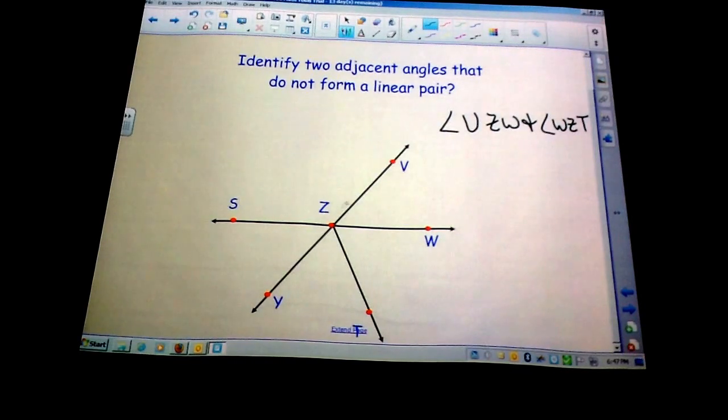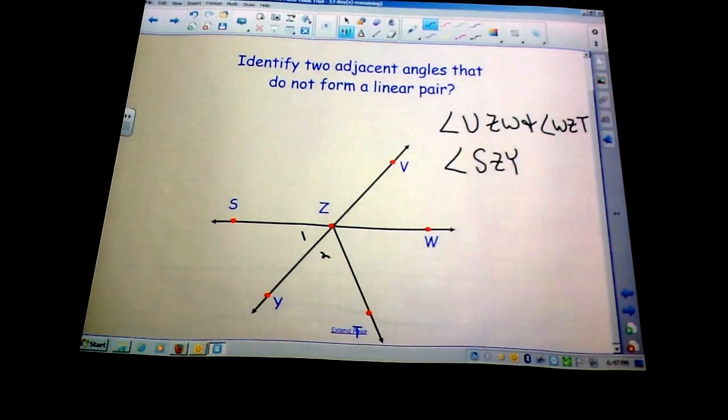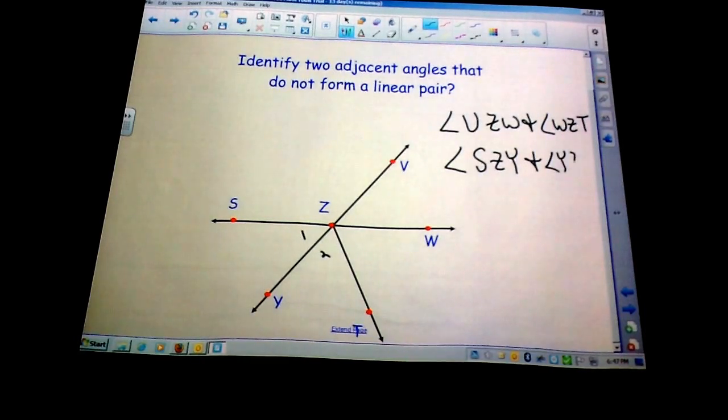Now I need to find another one. Notice that there are some that would be a linear pair here, but it looks like I have one that wouldn't form a straight line if I added these two together. So I'm going to list it as another example, which would be angle SZY and angle YZT.